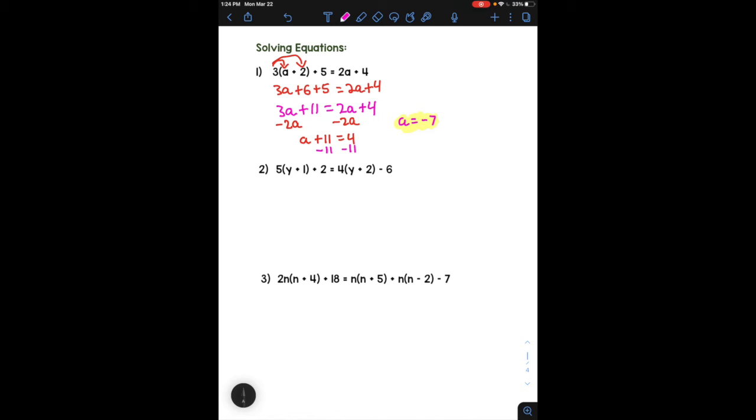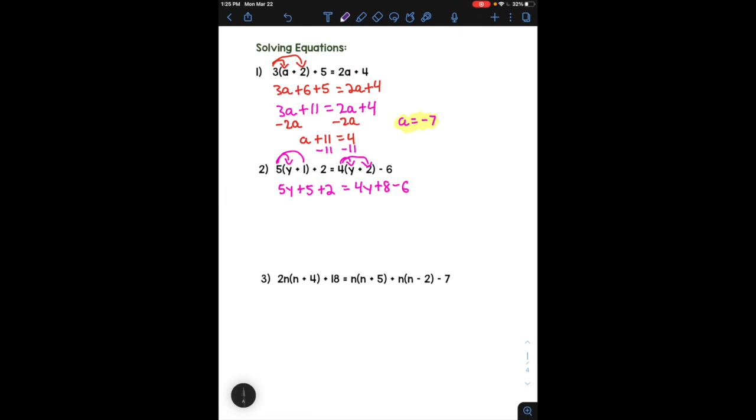Problem number 2, we see that we're distributing on both sides of the equation because we're multiplying by a binomial on both sides of the equation. As you could see, that's notated with the parentheses. So we will distribute. 5 times y is 5y, 5 times 1 is 5, and tack on the plus 2 at the end, and we'll distribute the 4 on the right side to get 4y plus 8 minus 6.